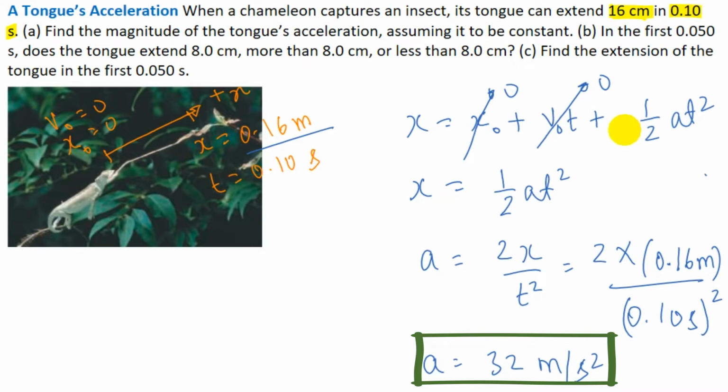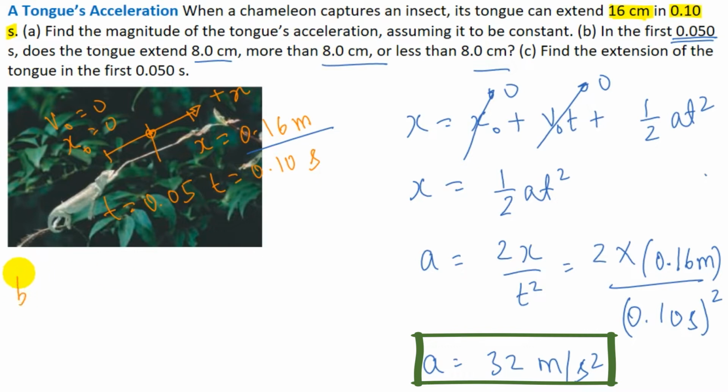Now next, in the B part, we have to tell whether in the first 0.050 seconds, the tongue extends 8 centimeter, or more than 8 centimeter, or less than 8 centimeter. So what the question is asking is that at half of the time, like at time t equal to 0.05 seconds, what would be the position of the tongue? This position, would it be greater than 8 centimeter, less than 8 centimeter, or equal to 8 centimeter? This is what the question is asking.